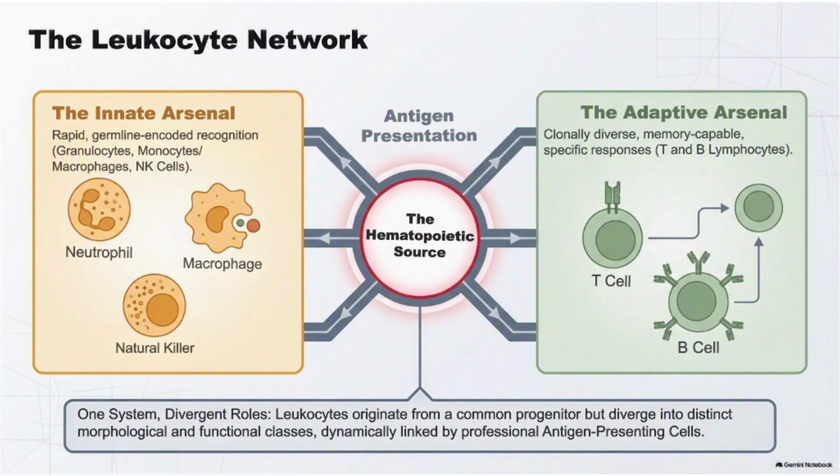Innate immunity is our rapid response system. Cells such as neutrophils, monocytes, macrophages, and natural killer cells have mechanisms that allow them to recognize broad patterns associated with infection, cellular damage, or cellular stress. Much of that recognition machinery is already encoded and ready to go, which allows these cells to respond quickly.